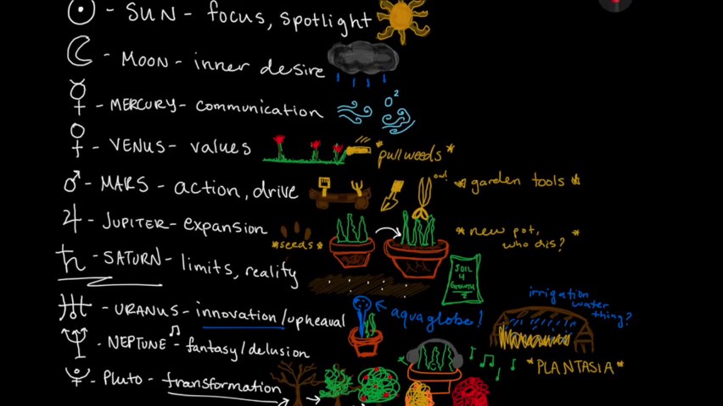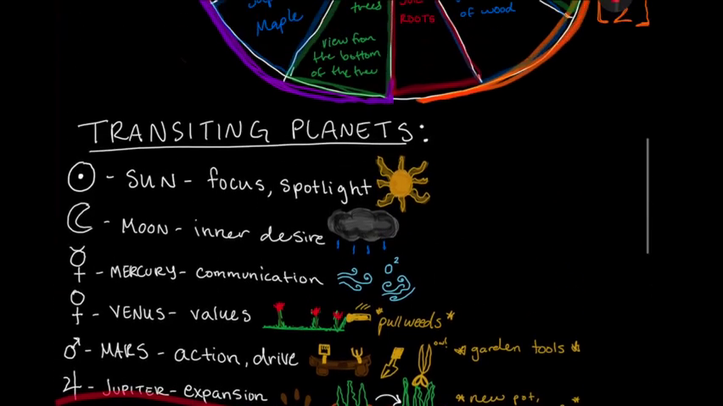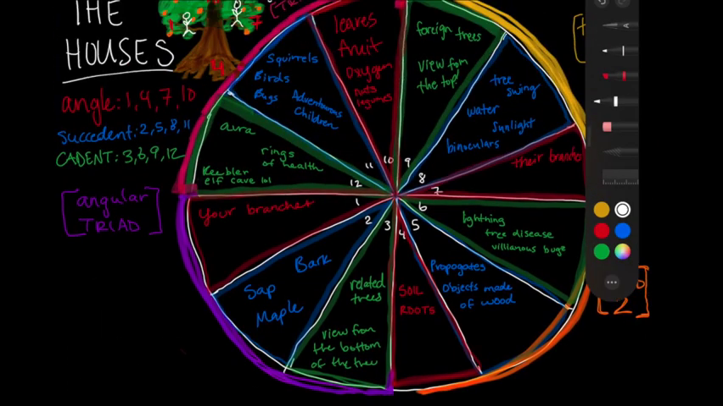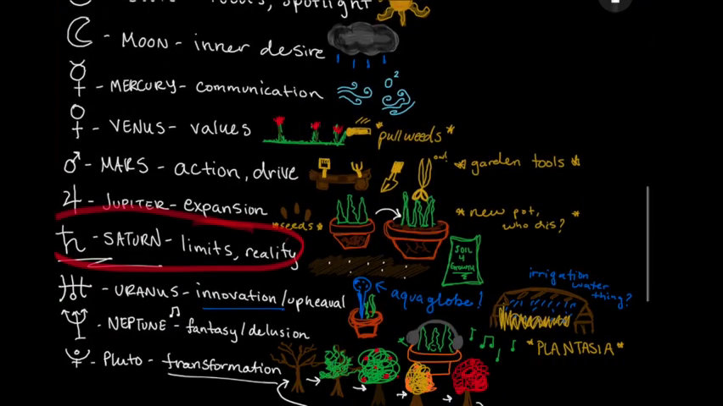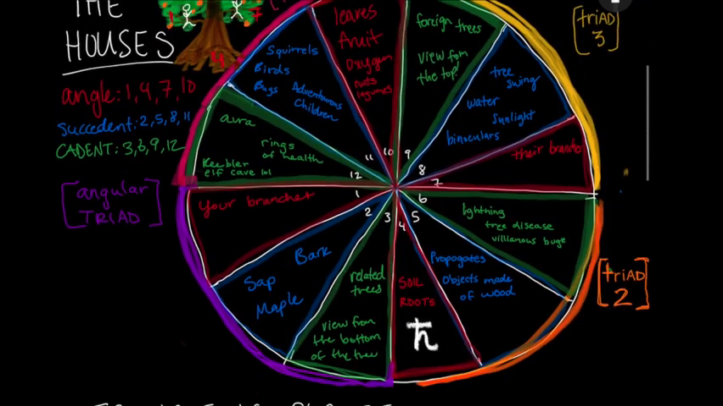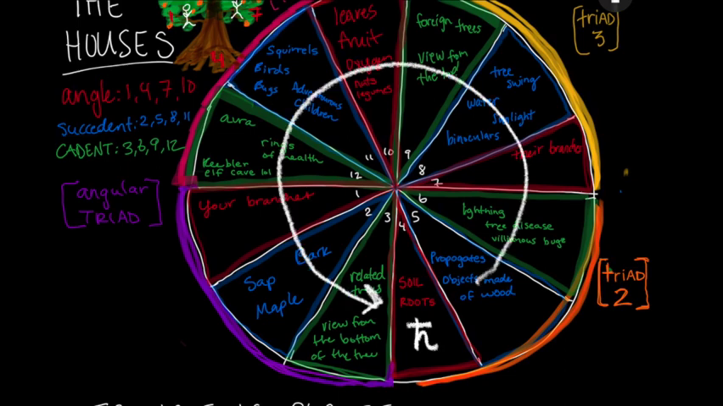Alright, we're going to end with some examples combining transiting planets and houses. So let's start with Saturn. If we put Saturn in the 4th house, family, home, or soil and roots, if we're talking about a tree, what we now have to do is combine Saturn's themes, which we put as limits and reality, to those 4th house topics. So maybe your roots are really limited. Maybe they're not able to grow a lot. Maybe your soil is not very bountiful. When you become 27 and a half, give or take, you'll have your Saturn return. And that could look a lot of different ways.